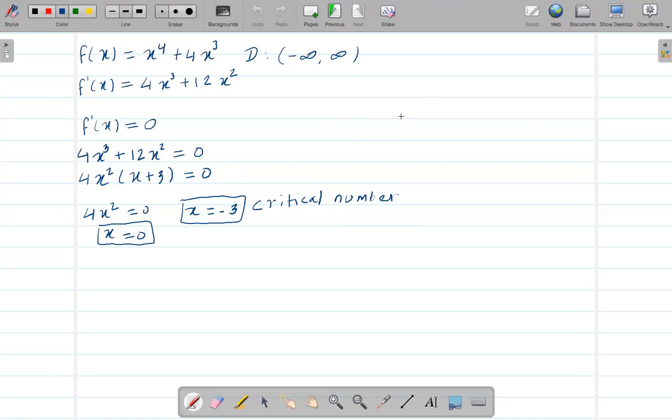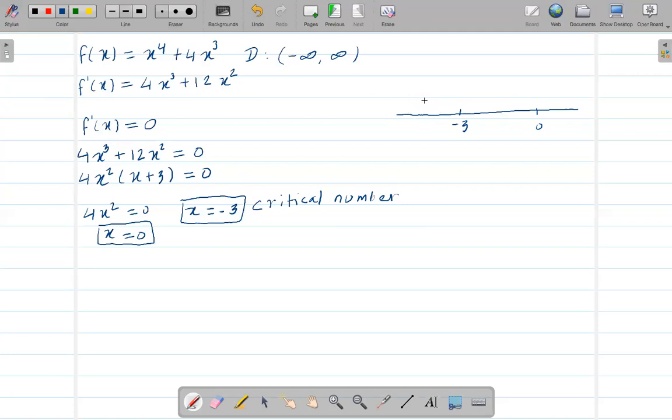So as we said, let's make a sign chart here. Let's say -3 is somewhere down here, and 0 is somewhere down here. Now I need to take any points in each region and see if we get positive or not.